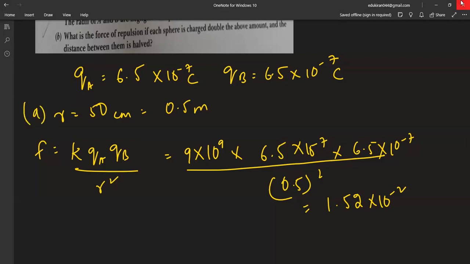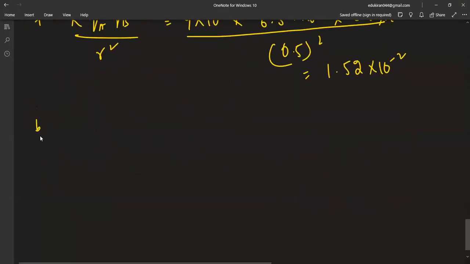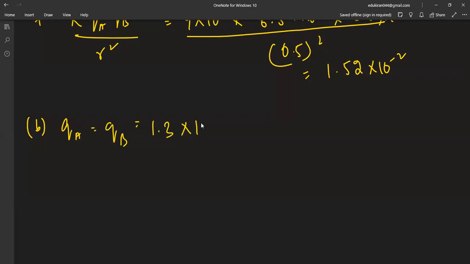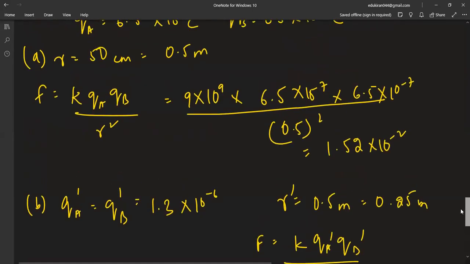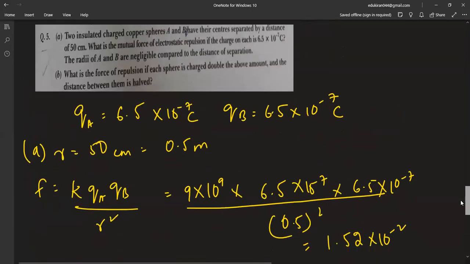So, this is the A part. The second part is also not difficult. See, QA is equal to QB. This is 1.3 into 10 to the power minus 6 now. And if radius is half, so instead of 0.5 meter, you will be using 0.25 meters. That's it, and the same formula. Now, apply Coulomb's law, K. Let's say this is QA dash, R dash. So this becomes K QA dash into QB dash by R dash square. This is the way you can calculate. Write it down, calculate. Let me know what is the answer of the second part you people are getting. And those who do not have the questions, first write down the question. That's why I'm sharing the question also, so that you people have the question with you.